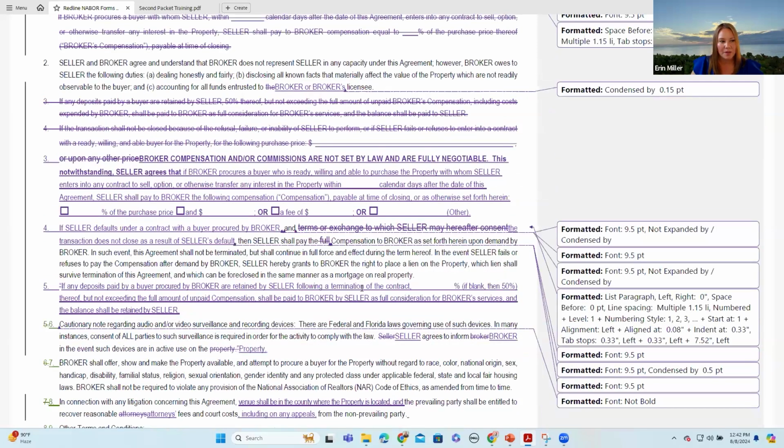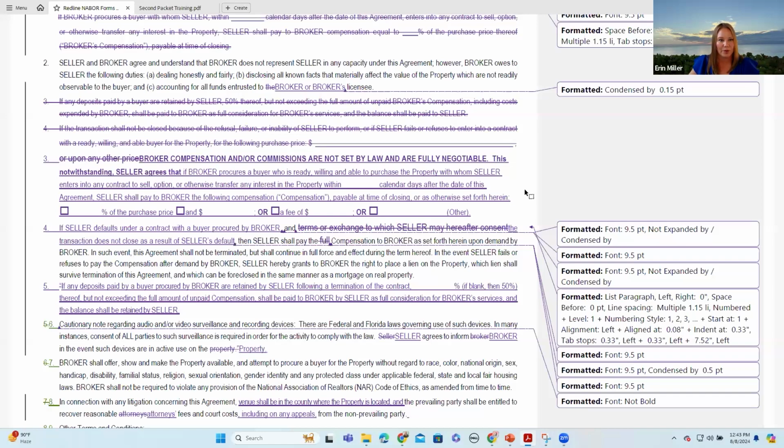We're scrolling down to the middle section, paragraph 3. I've got it highlighted here in my corner. We've got the big bold language regarding broker compensation. Broker compensation and/or commissions are not set by law and are fully negotiable. This notwithstanding, the seller agrees that if broker procures a buyer who is ready, willing, and able to purchase the property with whom seller enters into any contract to sell, option, or otherwise transfer the property within blank calendar days after the date of this agreement, seller is going to pay to broker the following compensation payable at the time of closing or as otherwise set forth herein.